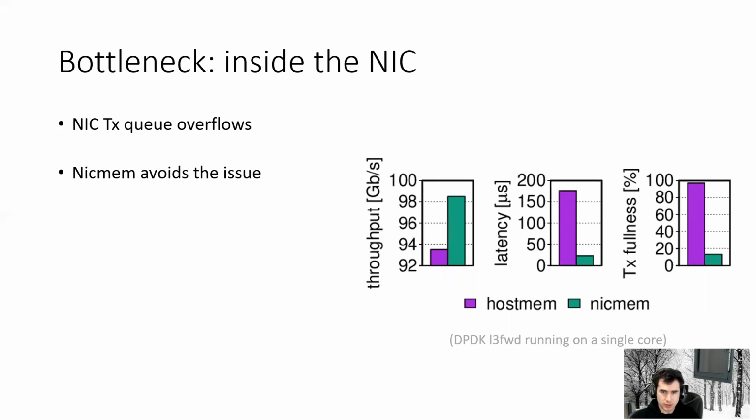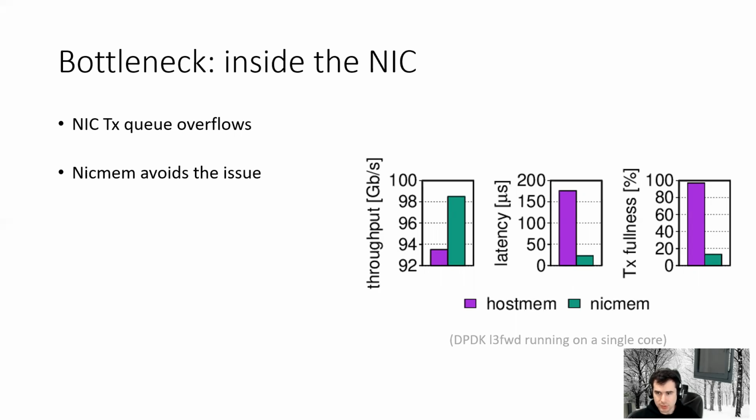Here we run a DPDK layer 3 forwarding on a single core and load it with 100 gigabits per second. We compare hostmem with Nicmem and see that the throughput of hostmem is lower than the throughput of Nicmem. Additionally, the latency of hostmem is much higher than the latency of Nicmem. When we investigate and try to understand why we observe these results, we find that the hostmem transmit queue is overflowing and causing packet loss on the software side and increases latency.